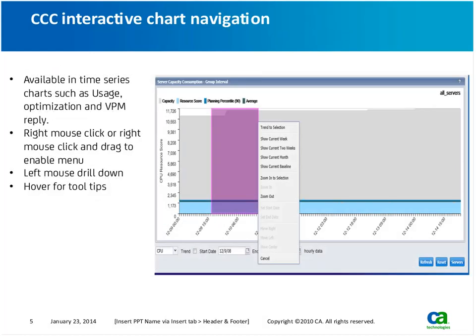Then we're going to see some screenshots. This one is interactive charting navigation. As you can see, it's available in all time series charts, such as the usage chart in CCC, the optimization chart, and the BPM replay chart. I don't know whether you can read the fine print here, but we'll see a demo later on. There are a couple of ways to navigate.